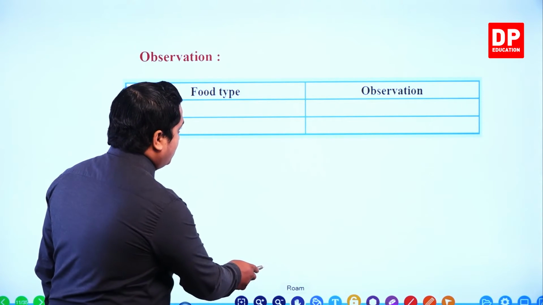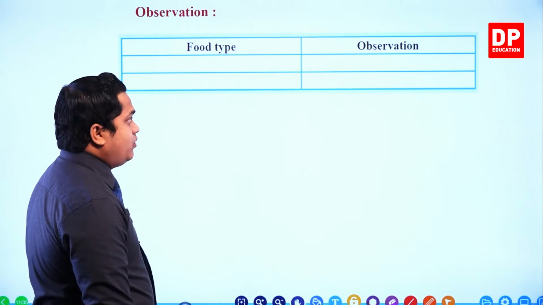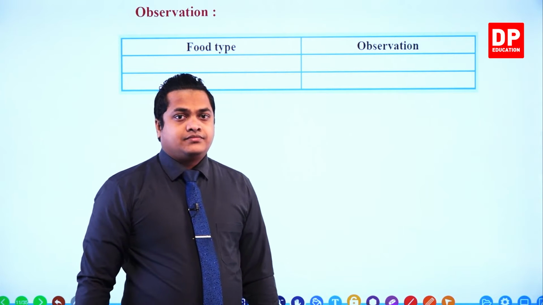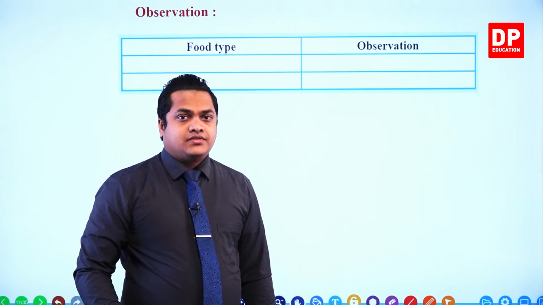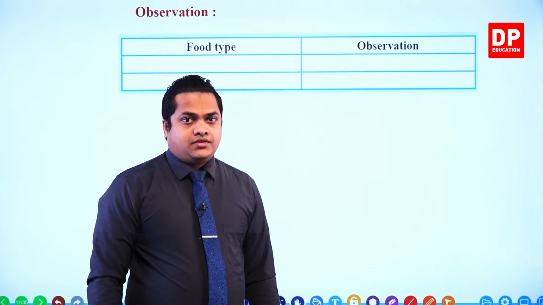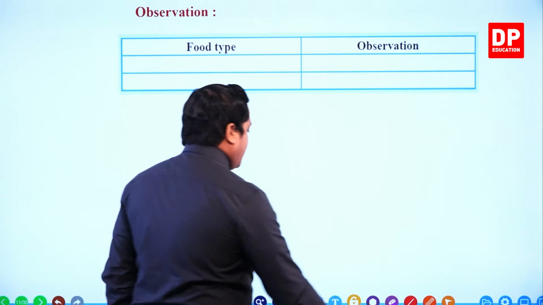What has happened to the food item? You just need to write down what has happened to the food item. Okay, what has happened to the odor, texture, appearance. That's it, right? You just write it down. So we'll complete the table, my dear children.